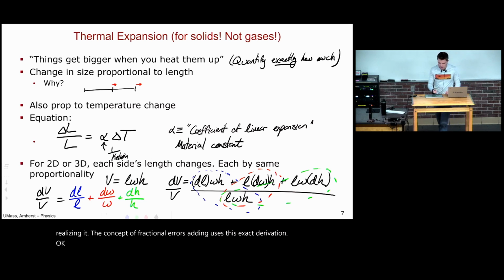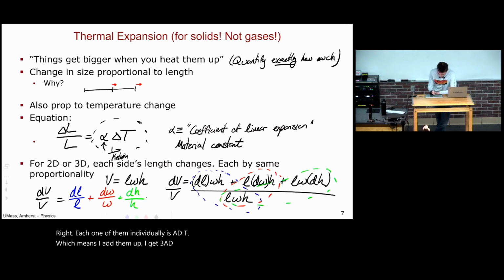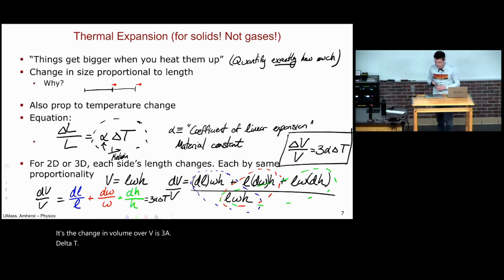Okay, now dL over L, dW over W, and dH over H are all just fractional changes in length. So each one of them is equal to alpha delta T. Right? Each one of them individually is alpha delta T. Which means when I add them up, I get 3 alpha delta T. Okay, and so the derivation has concluded, and I'll write the formula. The change in volume over V is 3 alpha delta T for a 3D object. For a 2D object, there's no height, and it would be a 2 instead.